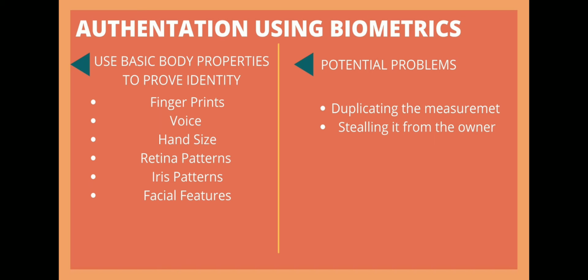Authentication using biometrics uses basic body properties to provide identity, for example fingerprints, voice, hand size, retina patterns, iris patterns, and facial features. There are also some potential problems that we should consider while using biometrics, such as duplicating the measurement and stealing it from the owner.